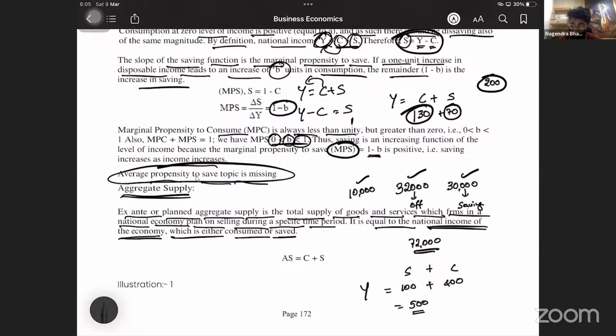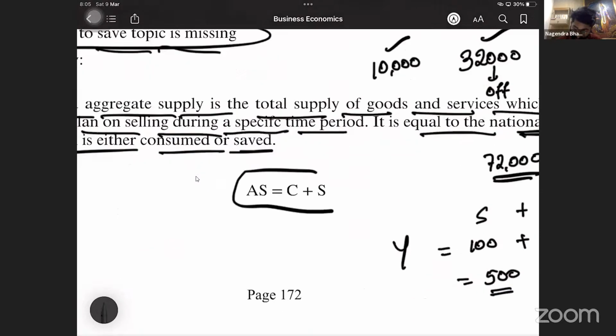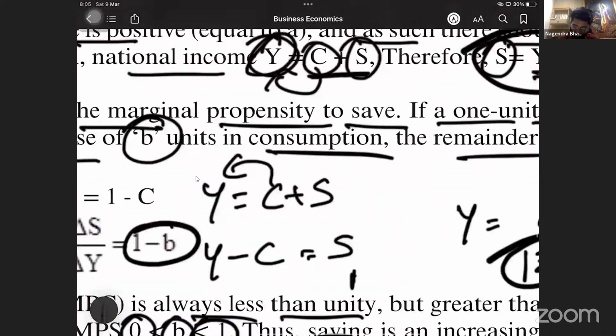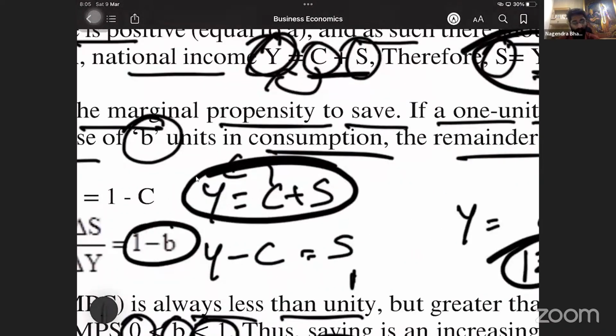Planned supply is equal to the national income of the economy, which is either consumed or saved. Listen, AS is equal to C plus S. What is C plus S? Already discussed now. Y is equal to C plus S. Income is equal to consumption plus savings.